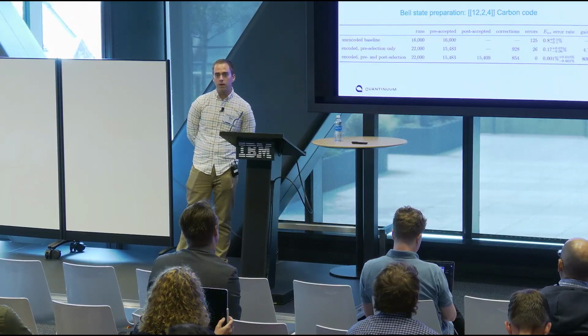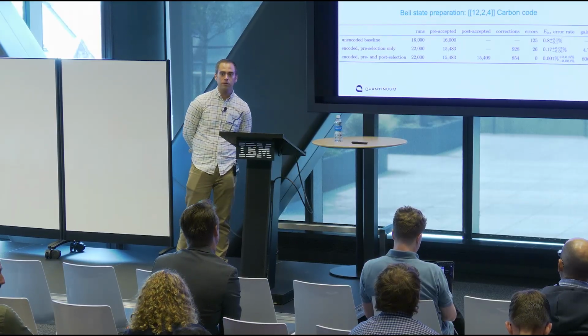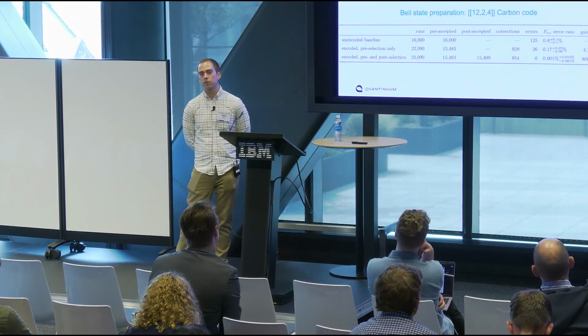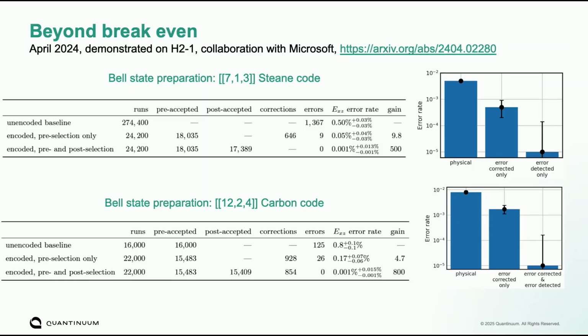And so the first demonstration I want to talk about is a collaboration we did with Microsoft, where they looked at logical Bell state preparation using two different codes, the 7-1-3 Steane code and a 12-2-4 Carbon code that they developed. And so we can see the performance of a few different cases on these bar charts on the right. And so the 7-1-3 Steane code, you can correct one error, or if you wanted to not try and correct it, you could still detect it and then not do anything about it. And what we see is that actually, performing the correction improves the results from the physical error, but the detection actually performed even better when we just tossed out the data instead of trying to correct it.